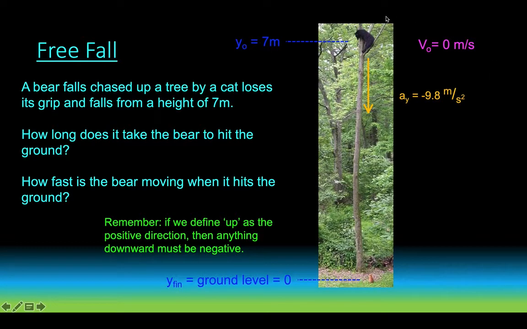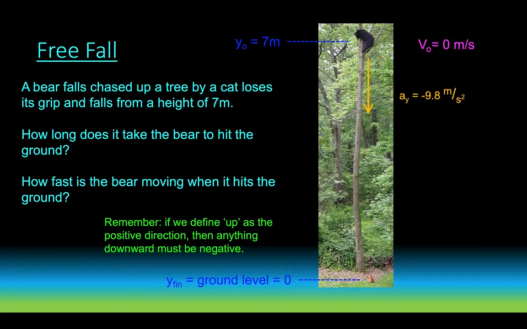How can I justify this statement? I am claiming right now that the initial velocity of the bear is 0. What's my justification for that? Well, let's imagine how fast the bear is moving a split second before it loses its grip. As long as the bear is gripping the tree, it's not going to be moving. So before the bear loses its grip, it has an initial velocity of 0.